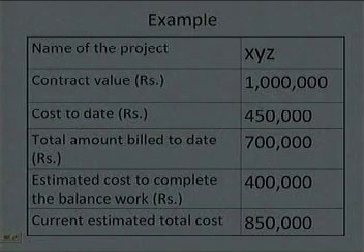Now, the planner of this particular project has estimated the cost to complete the balance work, and it is estimated to be 400,000. That means whatever amount of work is balanced has been estimated to cost 400,000. So, you will find that the total current estimated cost will become the sum of 450,000, which is the cost to date which has already been incurred, plus 400,000. So, the estimated total cost right now for the project is 850,000.